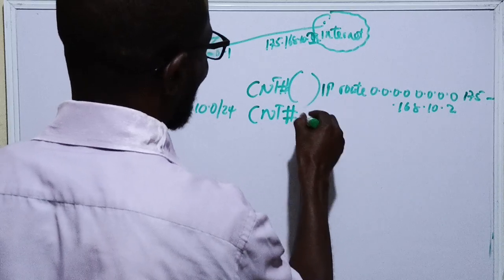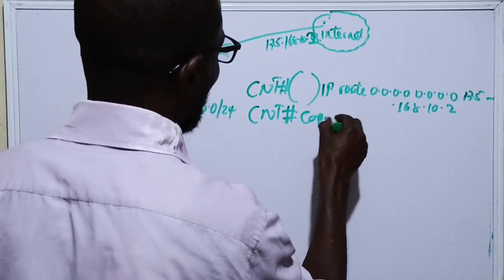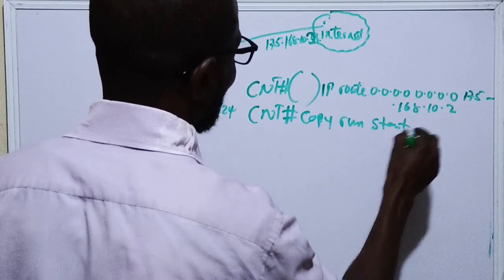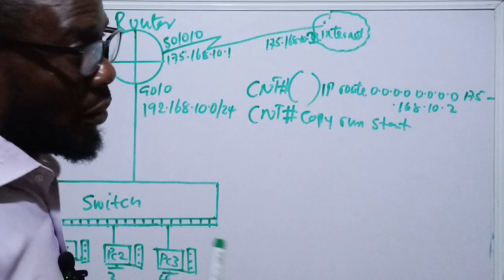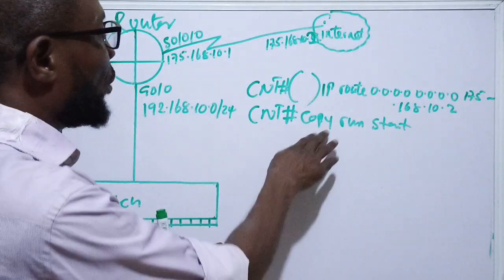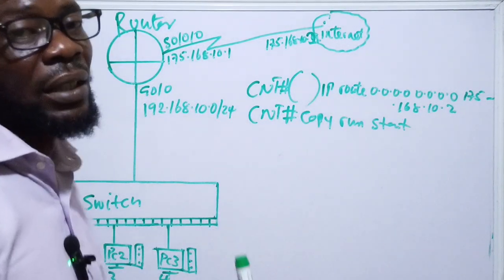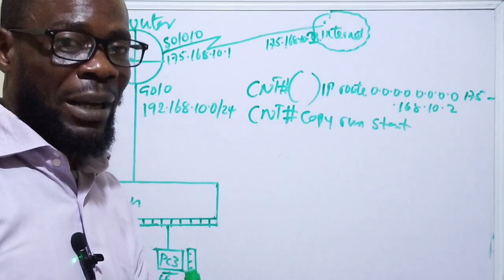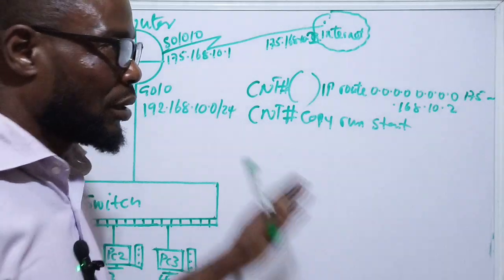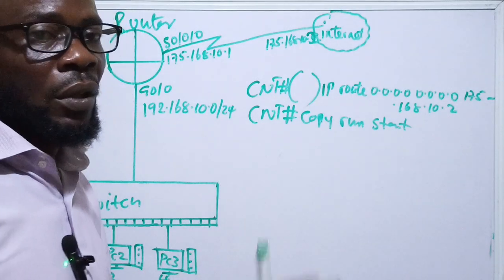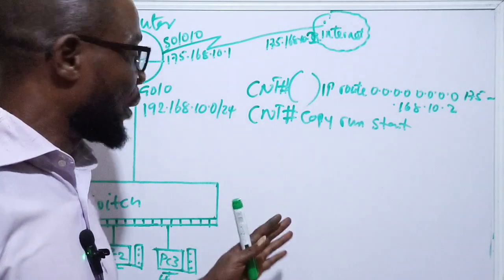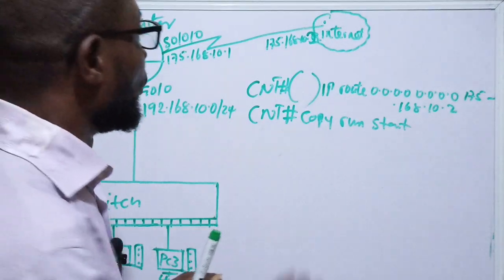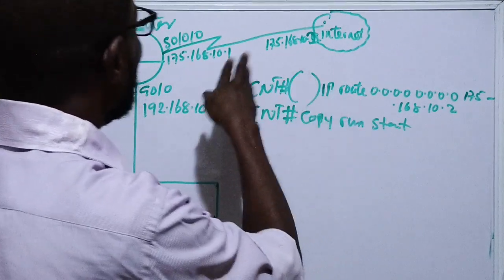Where you do copy run start to save your configuration to NVRAM. All the configuration you made, when you do this copy run start, will be saved in NVRAM permanently. Without doing this, if the router reboots, you lose your configurations.